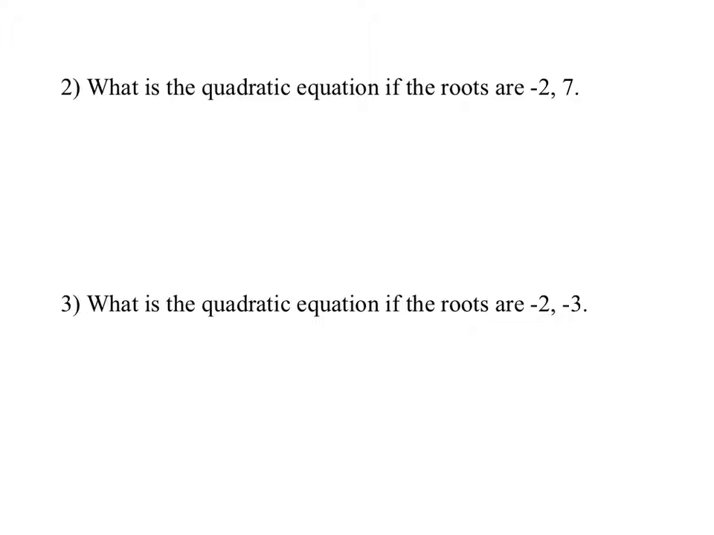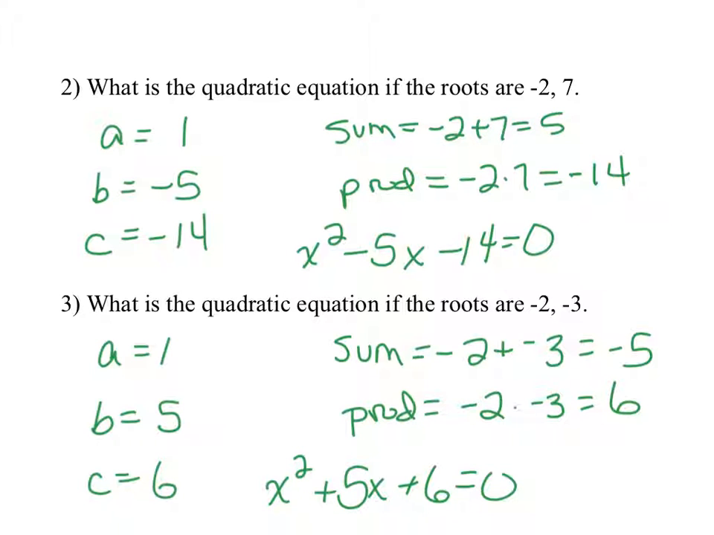So take a second and try to do these on your own, and I'll show you the answers. Okay, for this problem, the roots are negative 2 and 7, so to figure out the sum, I add them, I get 5. So b is negative 5. These I multiply together, I get negative 14, so c is negative 14, and we just plug it right into the equation. For this one, the sum is negative 5, so I get a positive 5 for b, and the product is 6, so I get a positive 6. Remember, these are positive, so we do put a plus sign to show that they're positive.